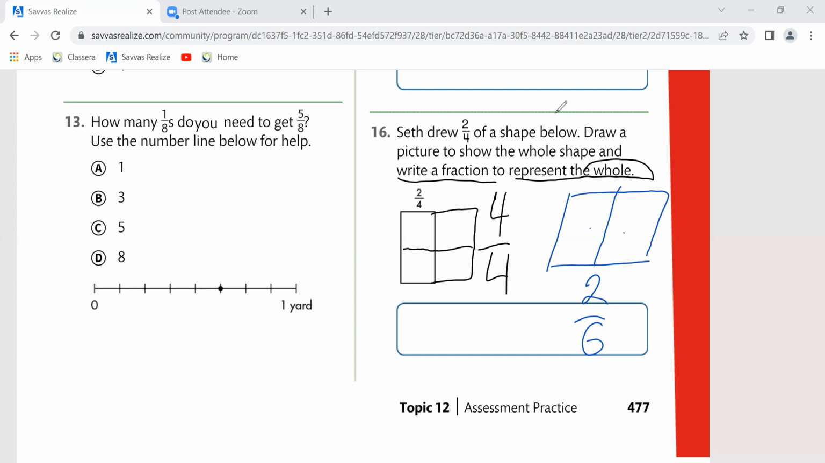How many more do you need to draw? 4 more. So you draw 1, 2, 3, 4 more. This is what you draw. Finish. And for the whole, what is the fraction for the whole? 6 out of 6.